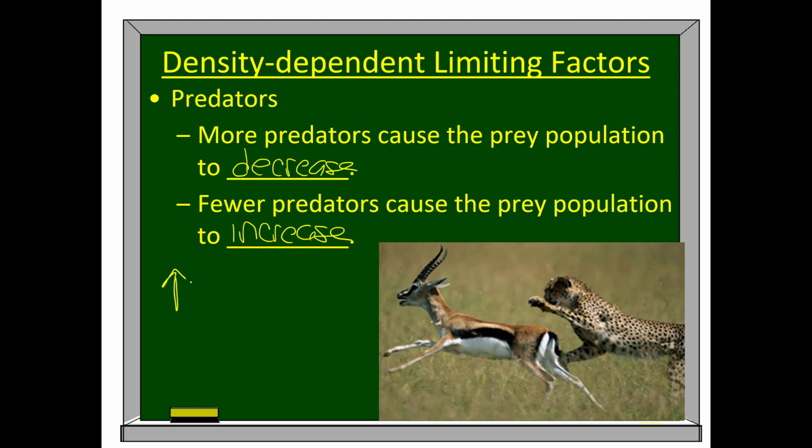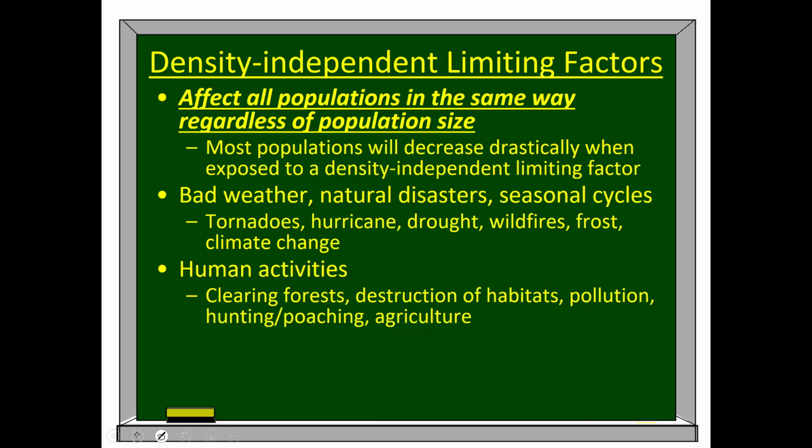If predators are high, that means prey is going to go down, because the density of the predator is high. It's going to cause the density of the prey to decrease because there's too many predators hunting. If the predator population is low, if it's a less dense population of predators, that's going to allow our prey to increase. We're really looking at that relationship, how they can affect each other's population numbers.